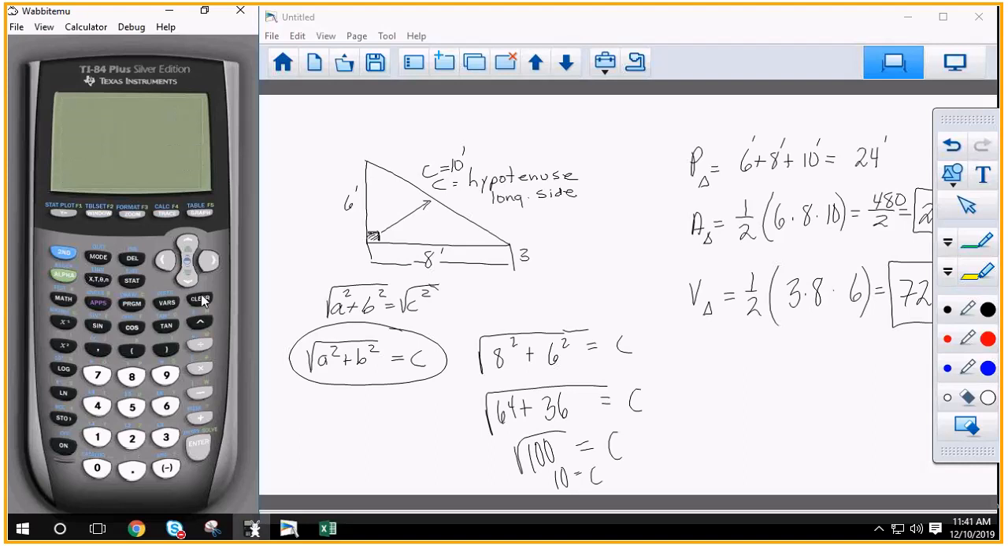All right, I'm going to take 3 times 8 times 6, and divide that by 2, which is 72. And that is how you use perimeter, area, and volume with a triangle.